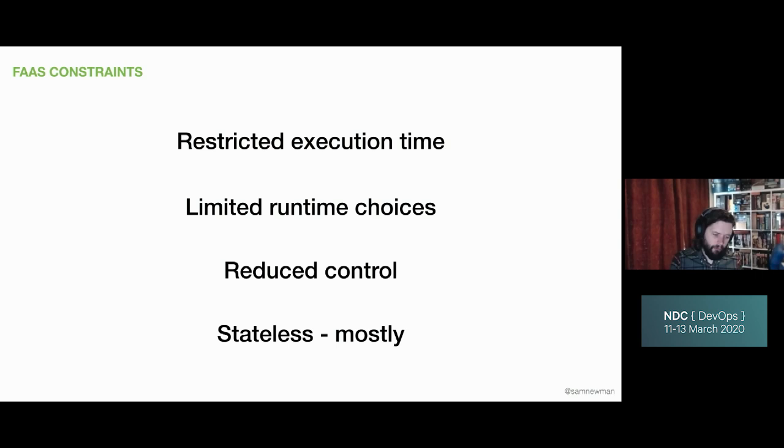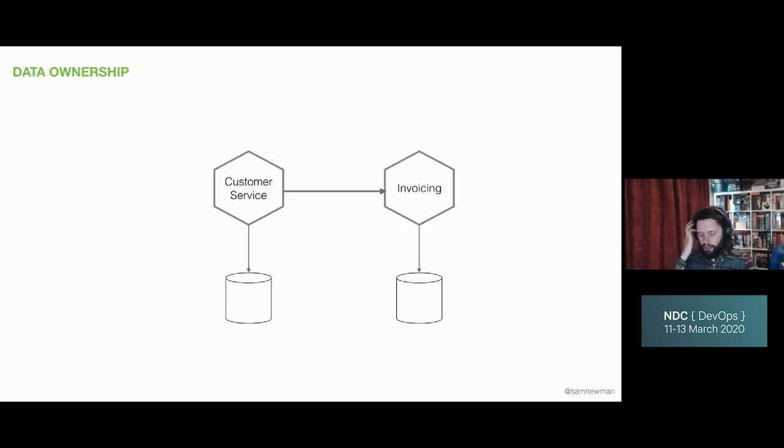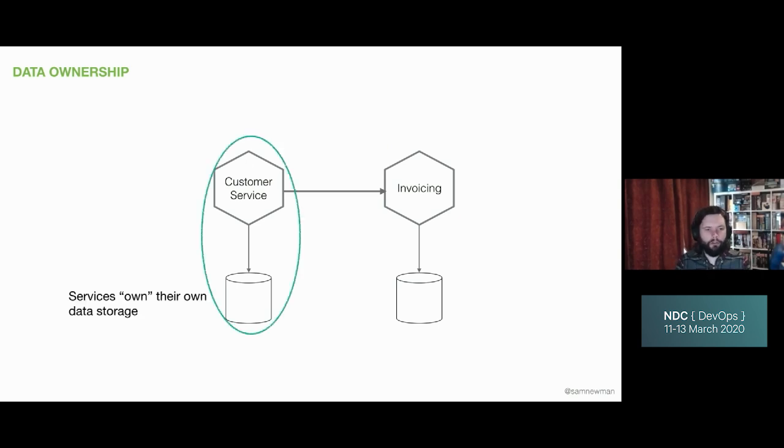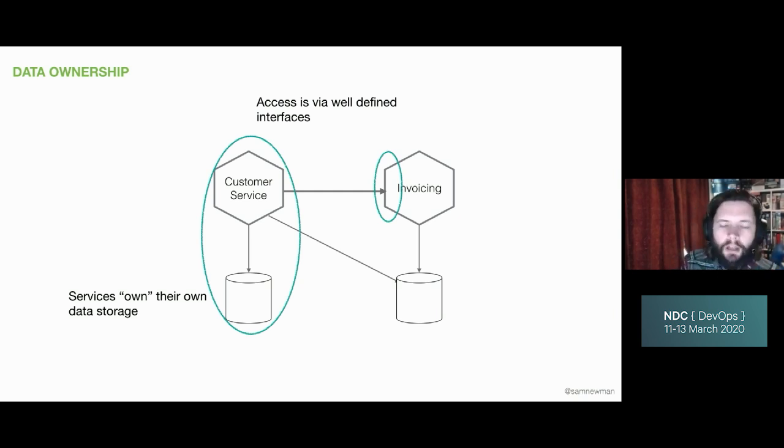Now, coming back to microservices for a minute, we need to talk a little bit about the concept of data ownership, because this is going to apply in terms of how we start thinking about functions. One of the things we want with microservices is this idea of independent deployability. So we have this idea that a service owns its own data management. And so if another service, like the customer service here, wants to get data from the invoicing service, rather than reaching straight into its database, instead you access that data via some sort of well-defined interface.